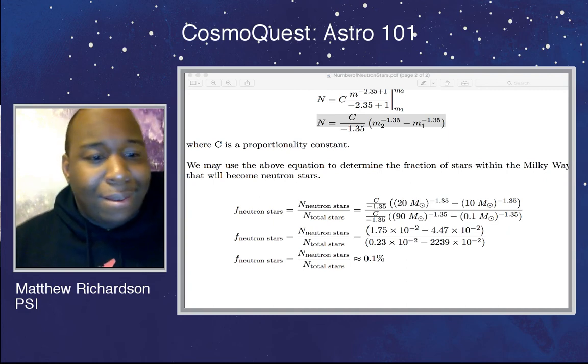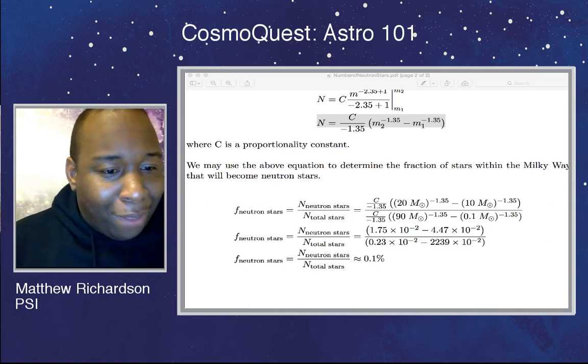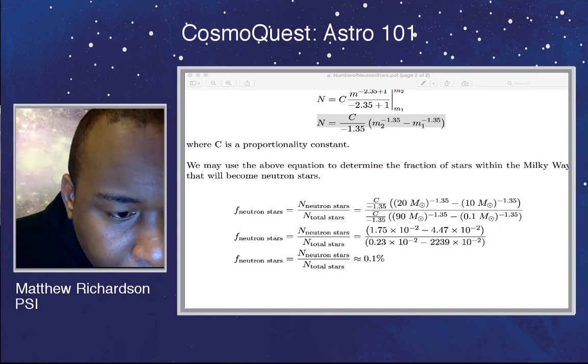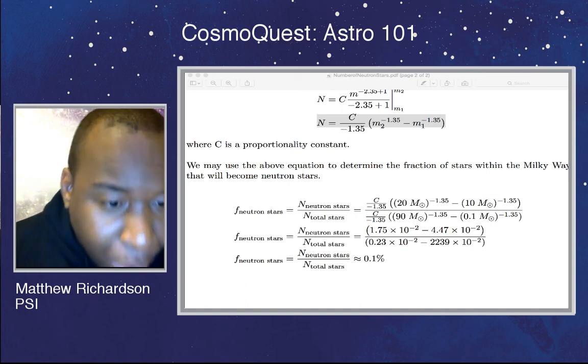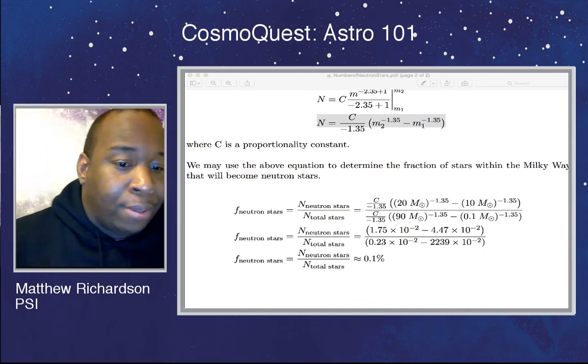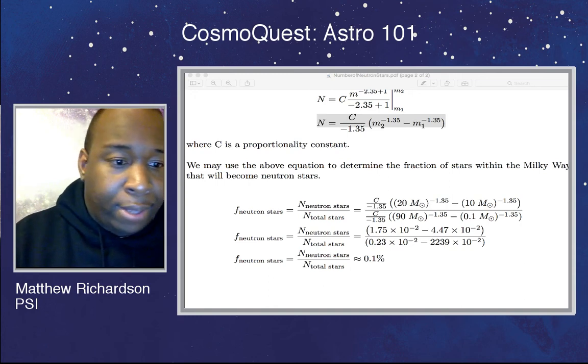Okay, guys. Oh wait, Astro has something to say here. Per the math equation, if there are a billion stars in the Milky Way, a billion is 10 to the 9, and 0.1% is 10 to the negative 3. So there should be 10 to the 6, which is a million, which you have there. Yes, there would be a million neutron stars. That is correct.